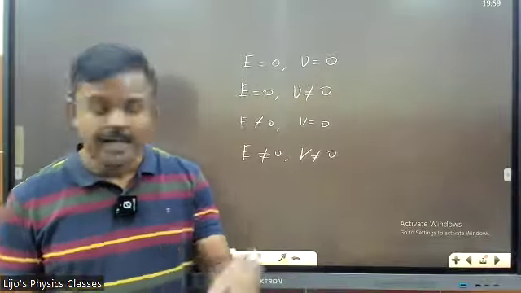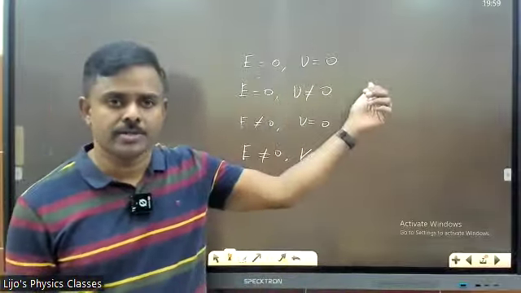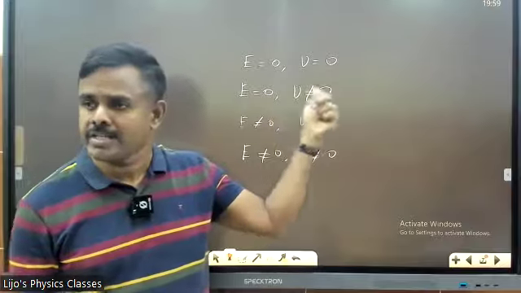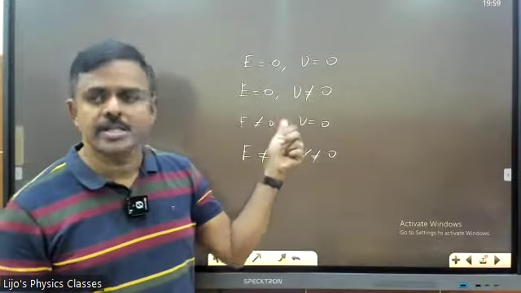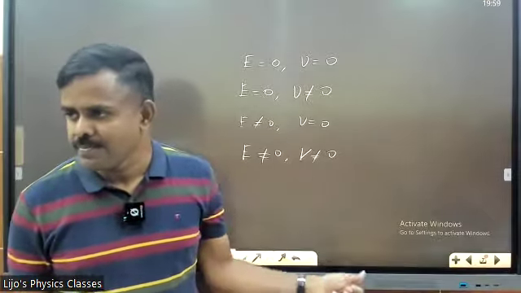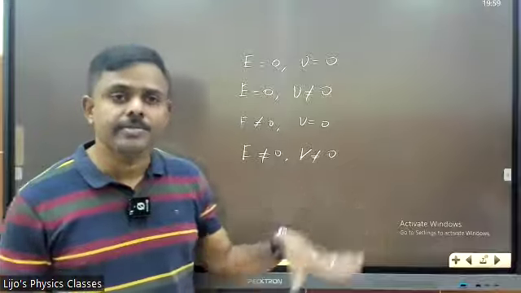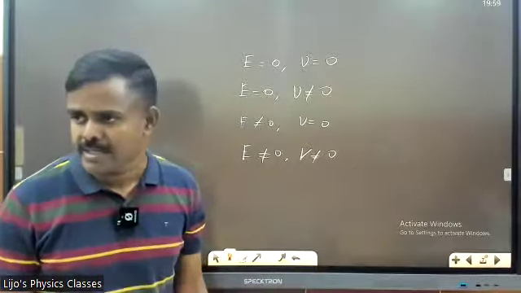Understood at a point? Electric field can be 0, potential can be 0. Electric field can be 0, potential can still remain non-zero. Electric field can be non-zero, potential can be 0. Got it? Electric field and potential can both be non-zero. All four possible cases I can draw now.